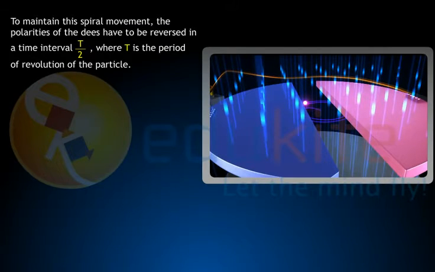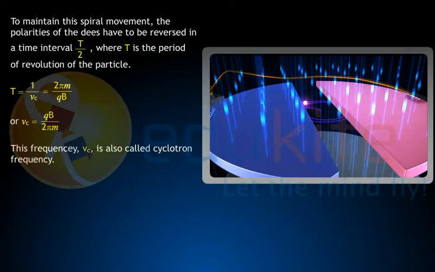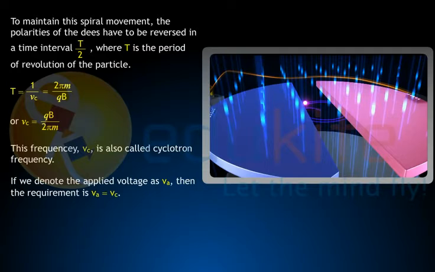To maintain this spiral movement, the polarities of the Ds have to be reversed in a time interval T by 2, where T is the period of revolution of the particle. T equals 1 by Vc, which equals 2 pi m divided by q times B, or Vc equals q times B divided by 2 pi m. This frequency Vc is also called cyclotron frequency. If we denote the applied voltage frequency as Va, then the requirement is Va equals Vc. This condition is called the resonance condition.